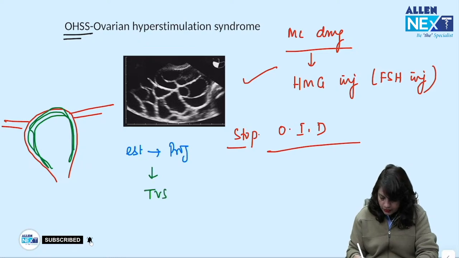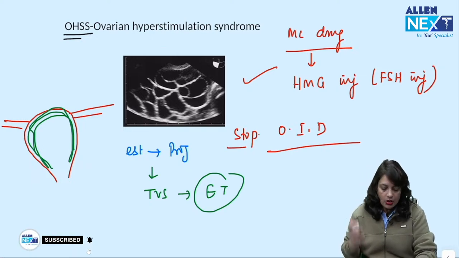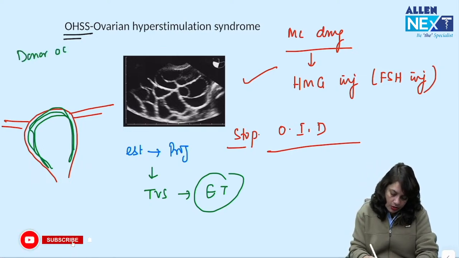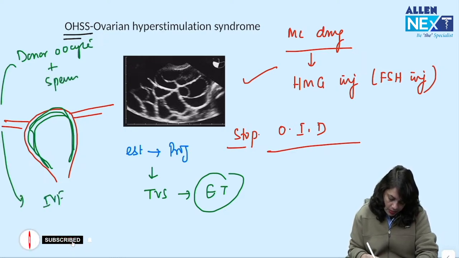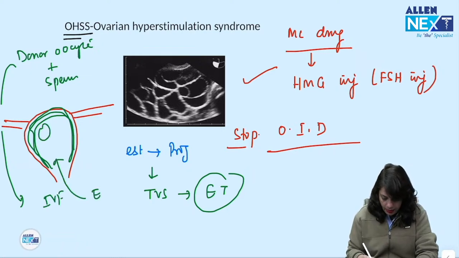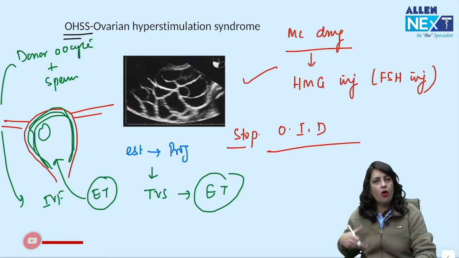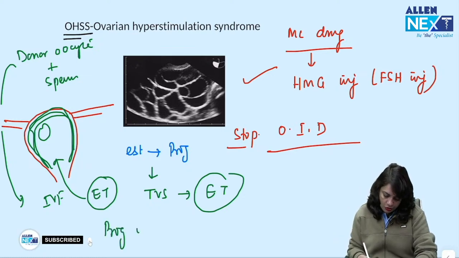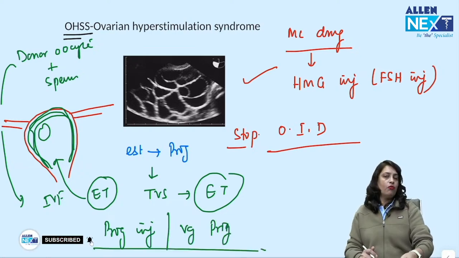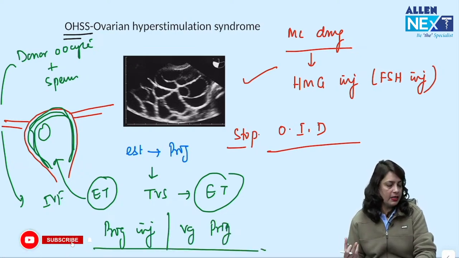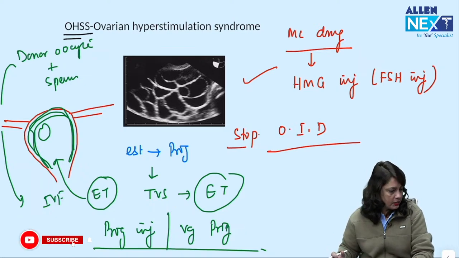Send her for a transvaginal scan to check whether the endometrial thickness is appropriate for implantation. Simultaneously, we take a donor oocyte, fertilize it with the husband's sperm, do IVF and do embryo transfer. Pregnancy support is done for the first trimester by giving progesterone injections or vaginal progesterone suppositories. Once the first trimester is over, the placenta takes over the hormonal secretion.